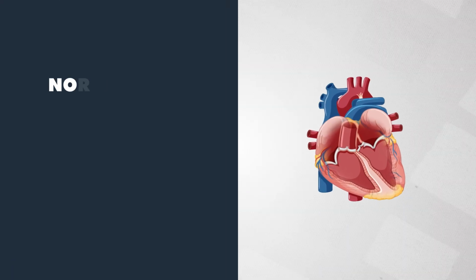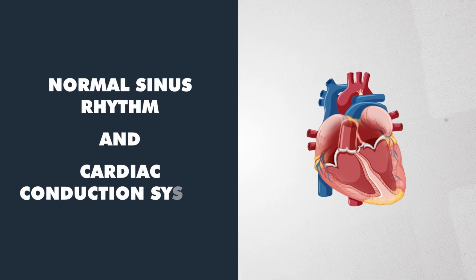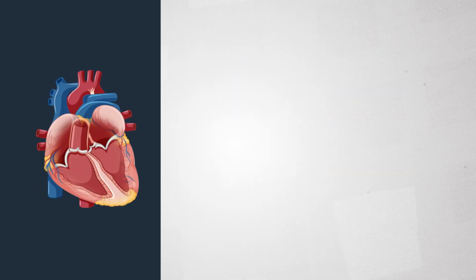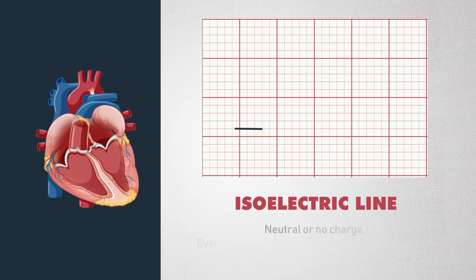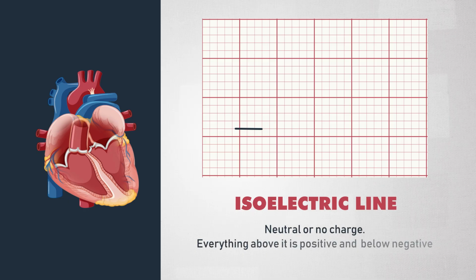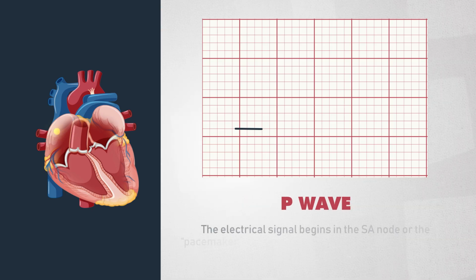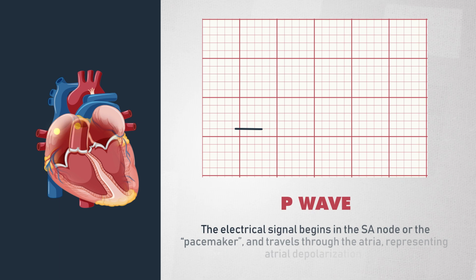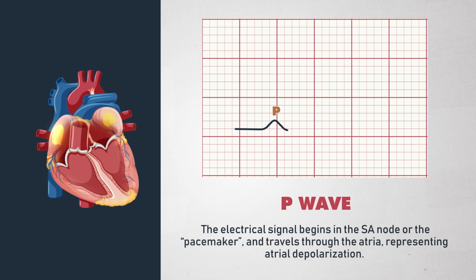Here's an interpretation of a normal sinus rhythm and what's happening in the conduction system of the heart. Let's start with the isoelectric line, the neutral or no charge. Everything above it is positive and below is negative, but it depends on what leads are used. For the discussion, we are mostly going to use lead 2. Then the electrical signal begins in the SA node, or the pacemaker of the heart, and travels through the atria, and this is called the P wave, representing atrial depolarization.